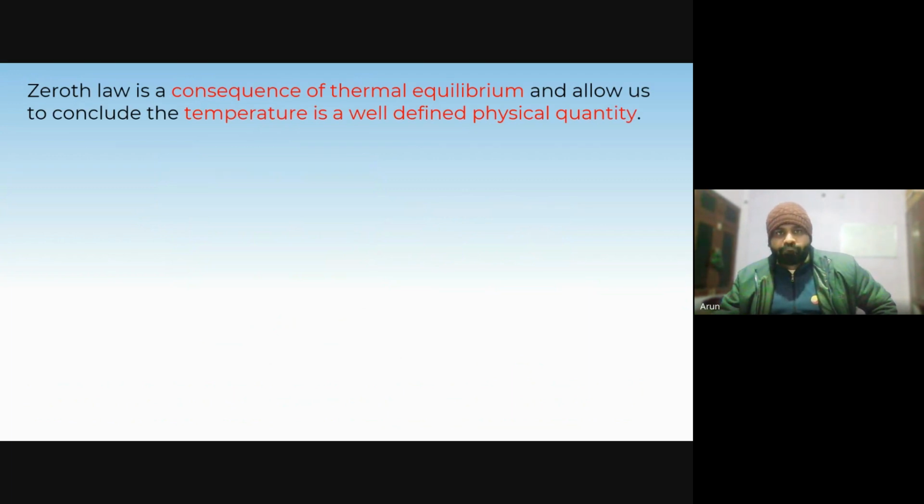It is because of the thermal equilibrium. So it allows us to conclude that temperature is a well-defined physical quantity, because on the basis of temperature we can only conclude that they are achieving something, and that something is the thermal equilibrium. And how are we able to measure that? Measure because of the temperature.